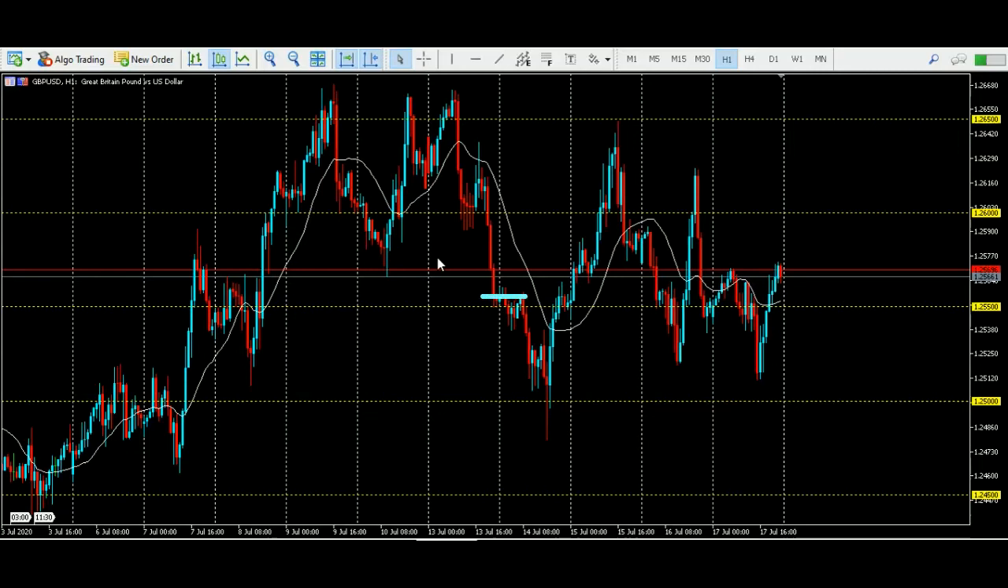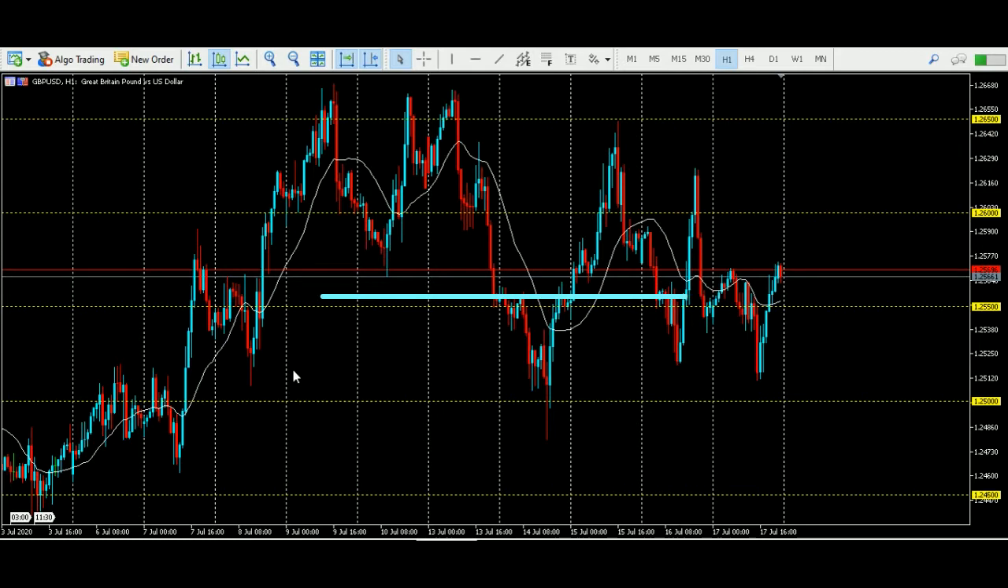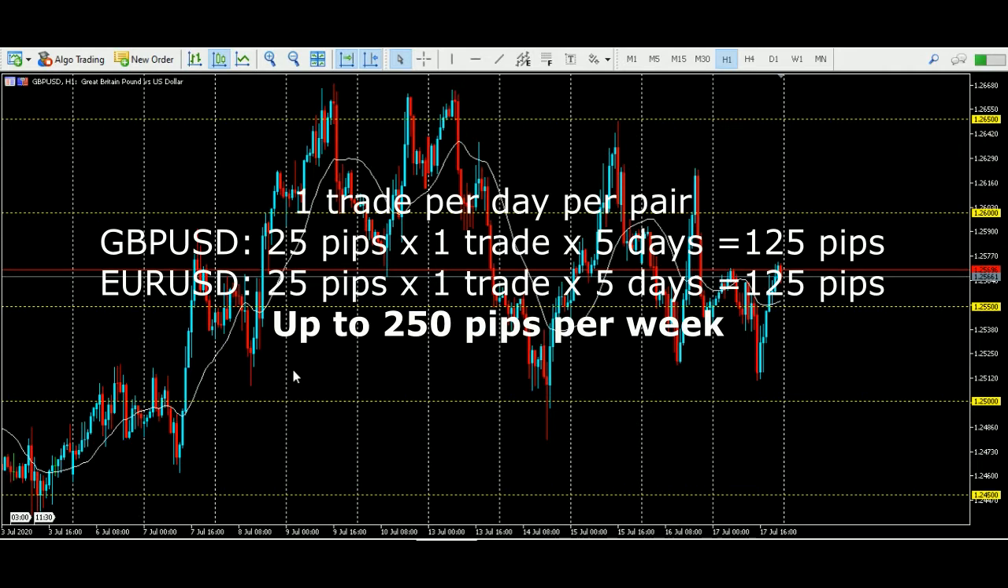It's a trading strategy that I call the Zoom 25 strategy. The reason why I call it that is that we will be aiming to make only 25 pips per trade. On average, you should be able to get at least about one trade per day. So 5 trading days per week, you should be able to get 4 or 5 trades, right? Okay, so let's start.